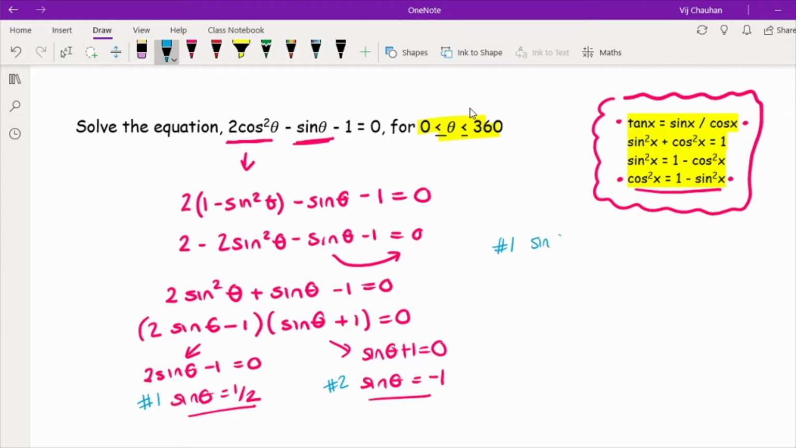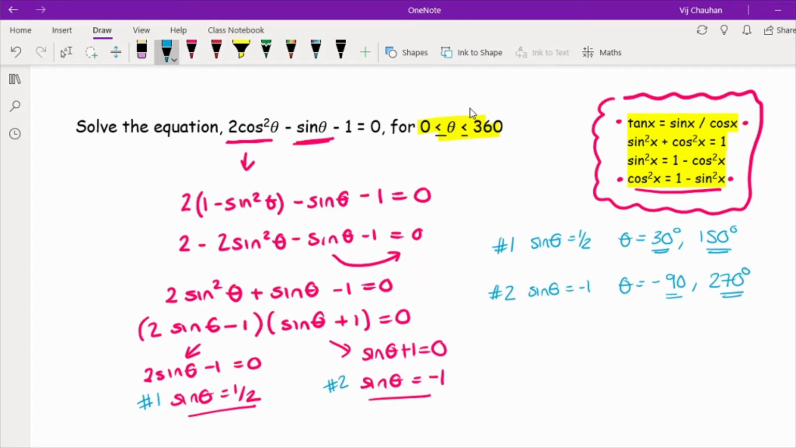So if I just write this out just so you can see what I've done, I get theta equals 30 degrees, and then using my graph I get another value of 150 degrees. Now using the second equation, hashtag 2, I've got sine theta equals minus 1. So if I do the inverse sine of that on my calculator, I get a value of minus 90. And using my graph, I then get another angle of 270.